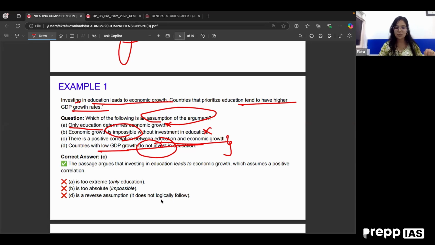Why? Again, आपके GS paper 1 का एक understanding यहाँ पर आएगा. Because education is the only factor नहीं है. It is one of the factors. Okay? So we cannot say that statement D is true because we don't have that level of information. ये out of scope है.